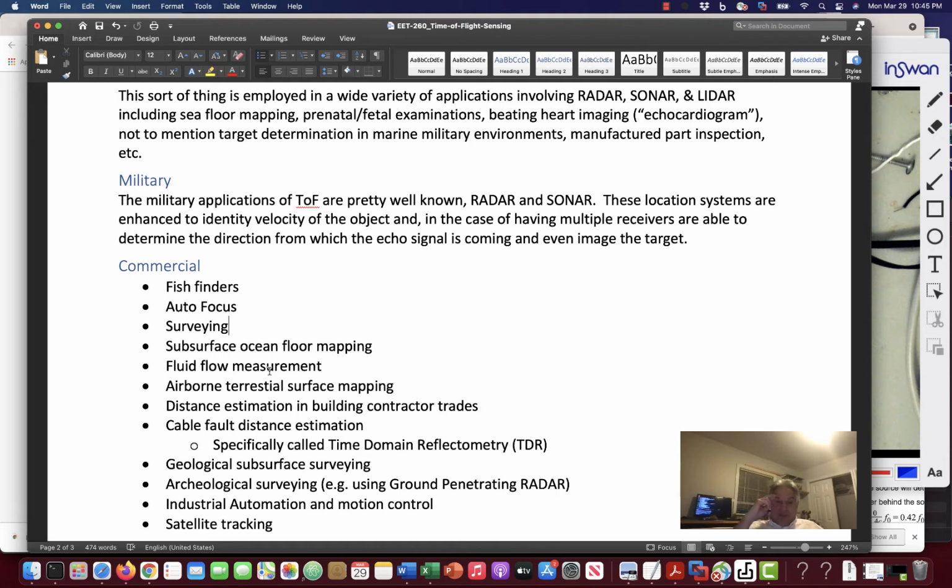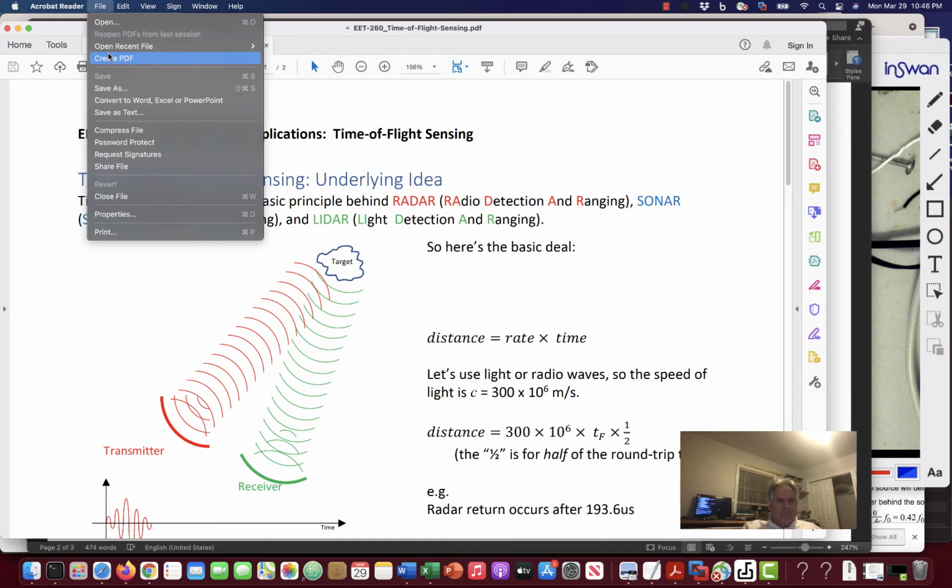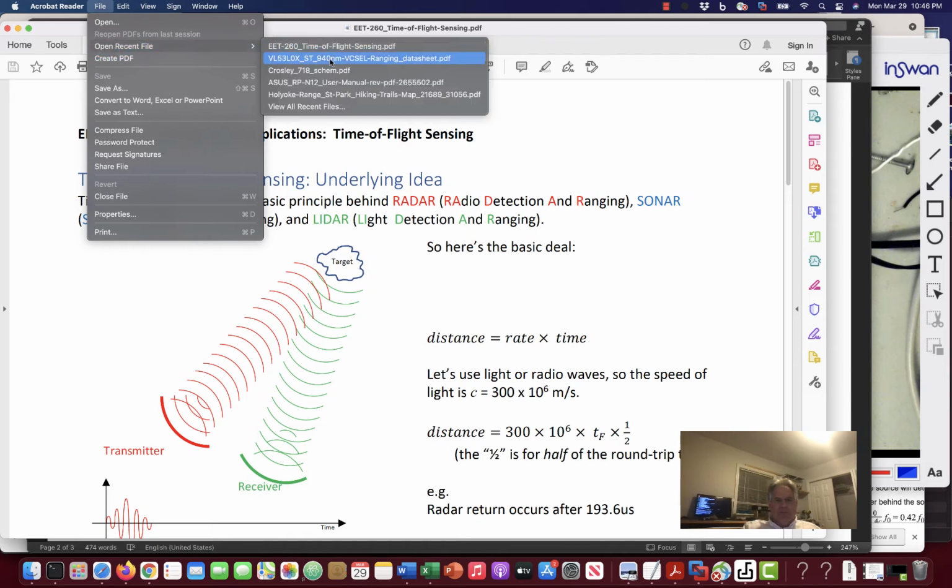Distance estimation in building contractor trades: you can go out and buy these things now that are laser based, and they'll send a little pulse out and it'll reflect back. And I'm going to show you, let's see here, I think we have, I will show you a data sheet for, here we go.